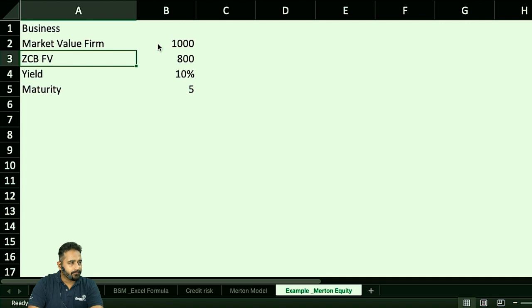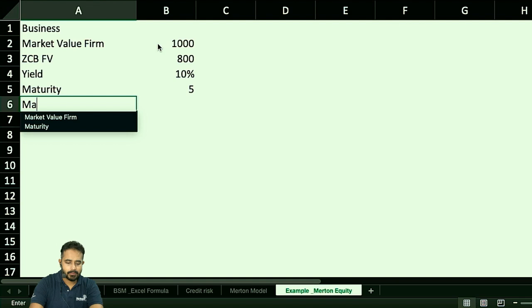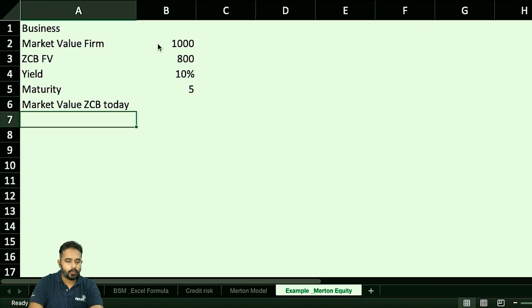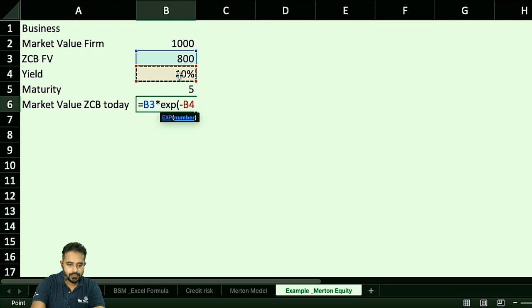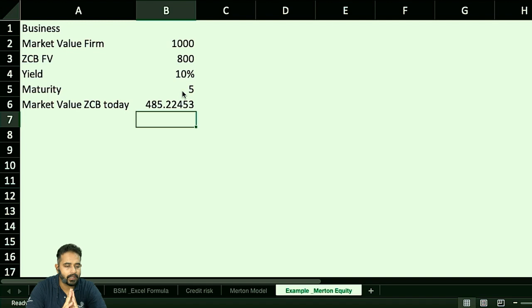Now if I know the value of the bond, if I know the yield, if I know the maturity, can I figure out what is the market value? Of course, yes. All that I need to do, for the market value of the zero coupon bond today, is discount this backwards at the rate of 10% for 5 years, right? And here I'm going to make use of the continuous compounding process. So observe, 800 multiplied with exponential negative 10% into 5. So the market value of the bond today becomes 485.22. All right, so up to this is our basic data.